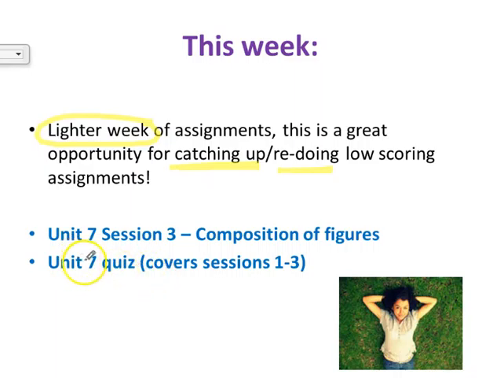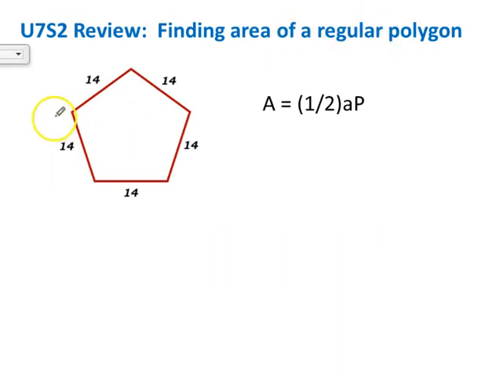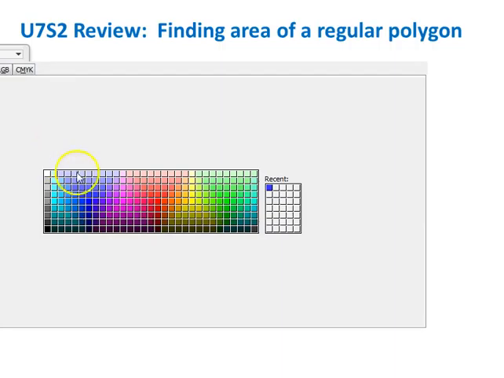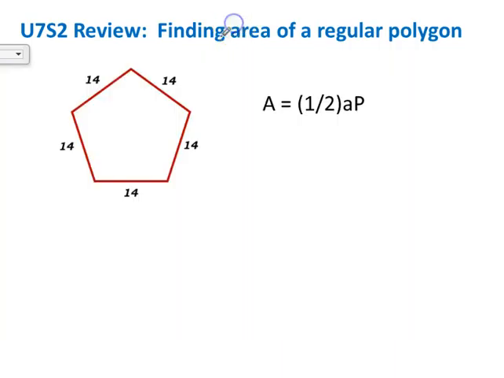And then we're going to do the Unit 7 quiz, which covers sessions 1 through 3. Having this lighter week of assignments will be helpful, because if you are caught up, you can spend some time redoing some of the low-scoring assignments in sessions 1 through 3, which will also help you prepare for the quiz. Since we are taking the quiz this week, let's go ahead and review.